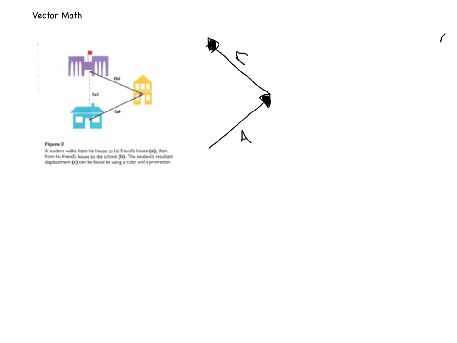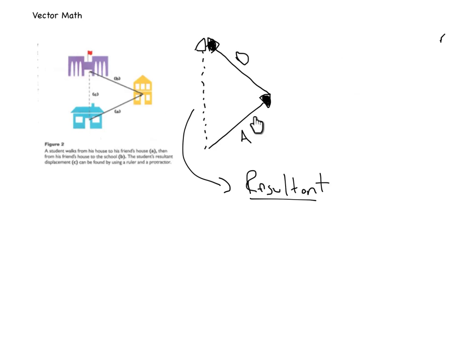So there's vector B, right? So we've got the tip to tail. And then from the tail of vector A to the tip of vector B, we draw, with a little dash line, a new vector, and this vector is known as the resultant vector. The resultant vector is the vector that you get when you add A to B.